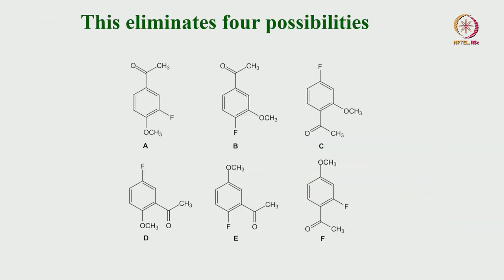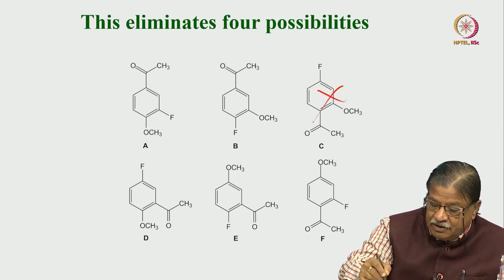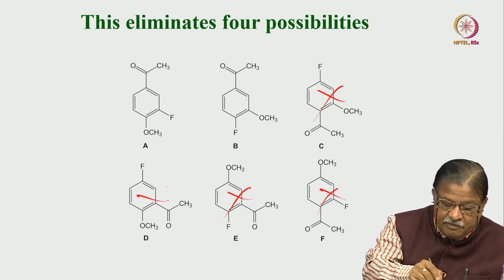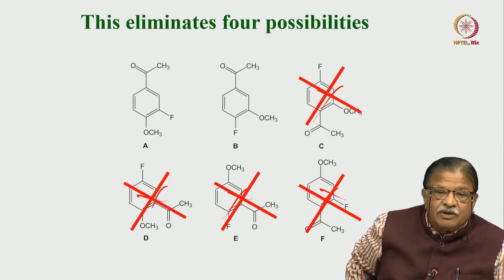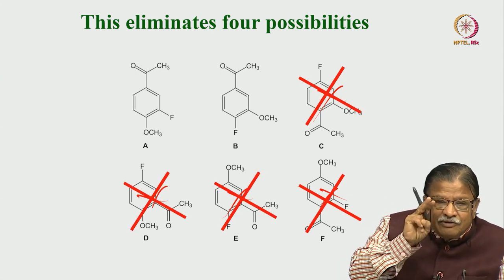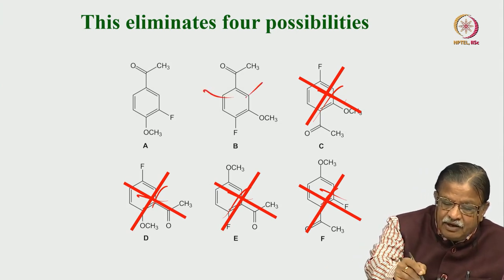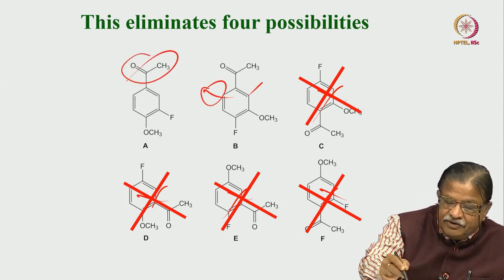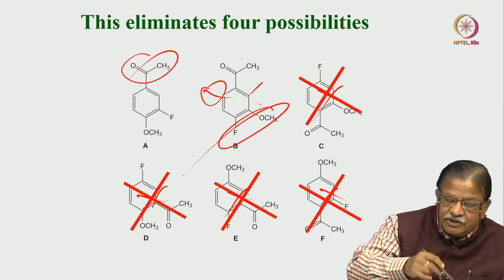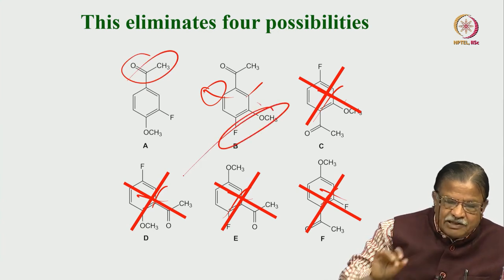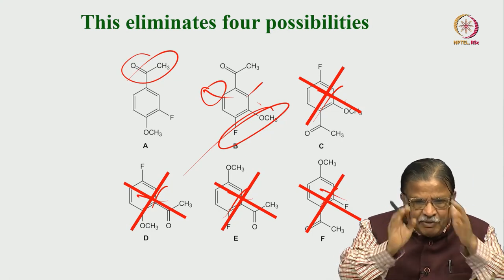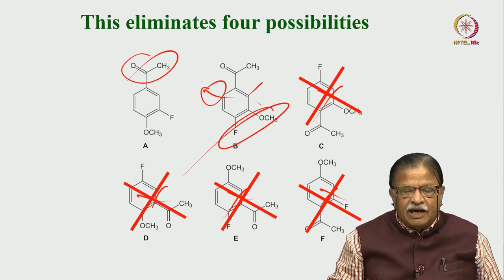So, what are the possibilities we think of? There are 6 possibilities. If this has to be between 2 protons, then this is not possible, this is not possible, this is not possible, this is not possible. So, all 4 possibilities are ruled out. Then we are left with only 2 possibilities. Because CH3 is giving cross peak to 2 protons, either this should be this or this. Only this position is changed, that is all. That is the only possibility where the acyl group can be between 2 protons. Now there are 2 possibilities.